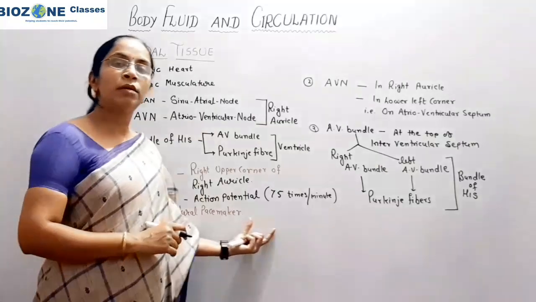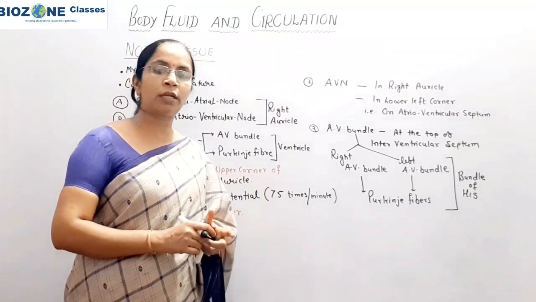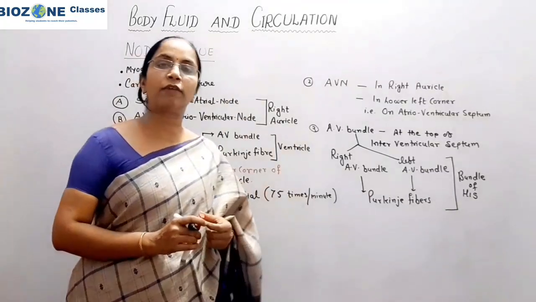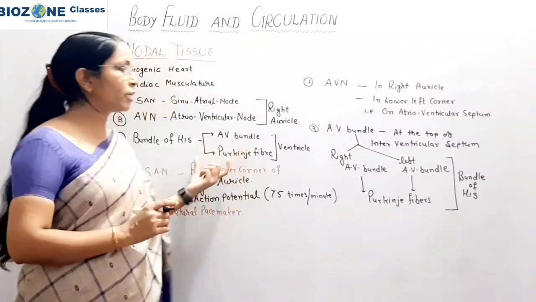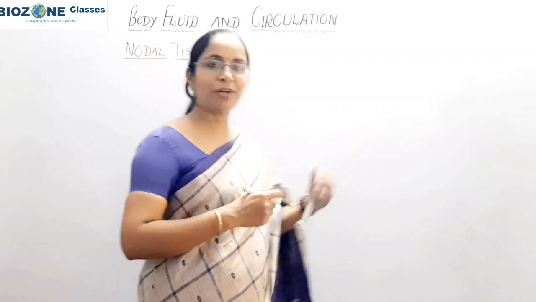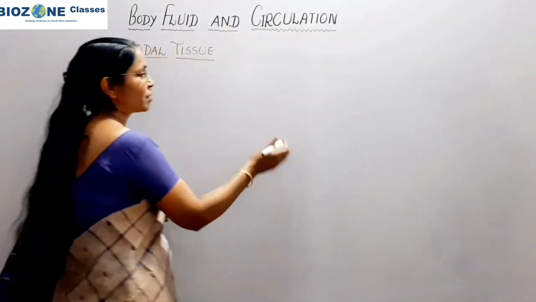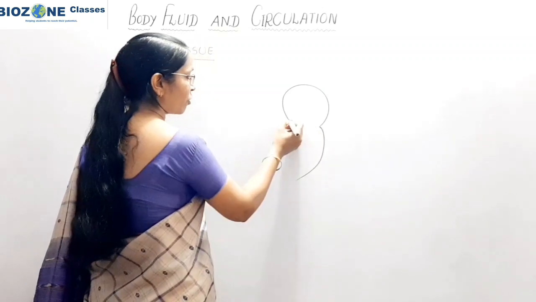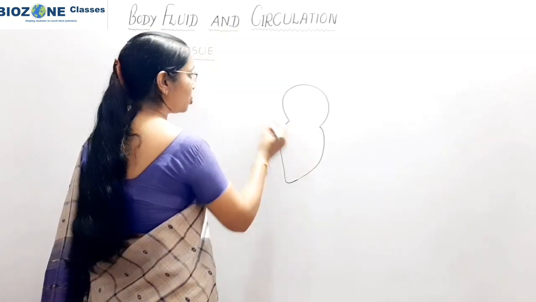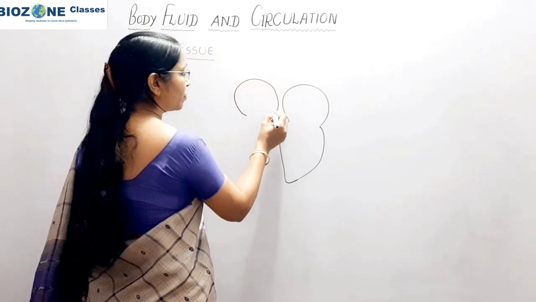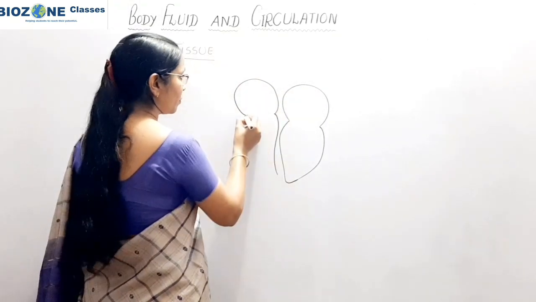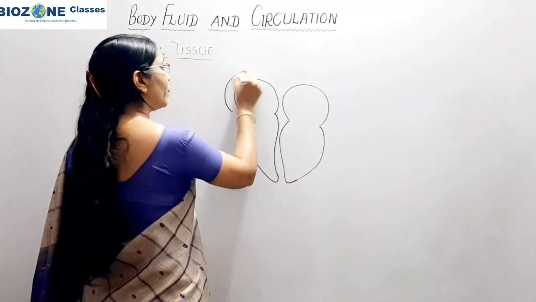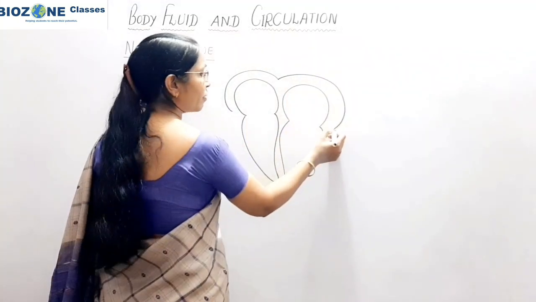Now we come towards the diagram section. So with the help of the diagram, you recall all these things in a very easy form. So now let's begin with the diagram. So now we come towards the diagrams. So here we draw a simple diagram for the explanation of nodal tissues. These are the auricles and ventricles.